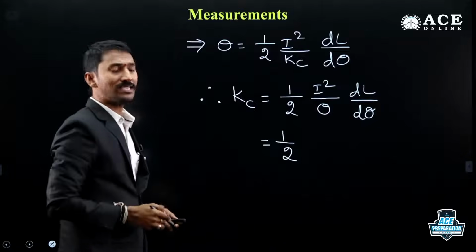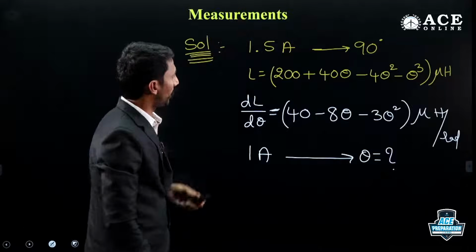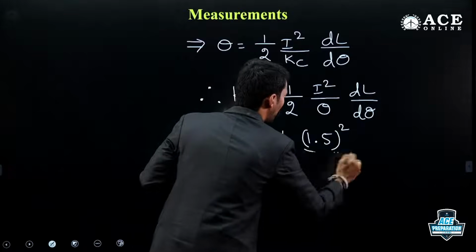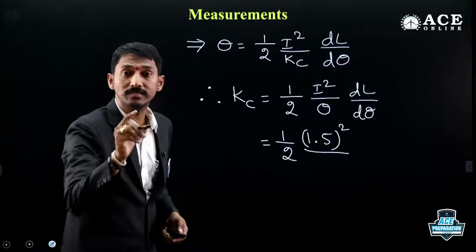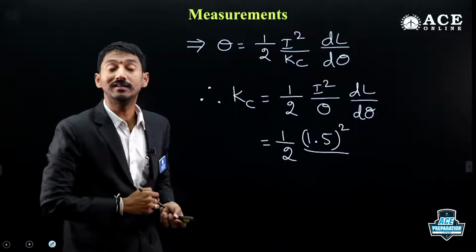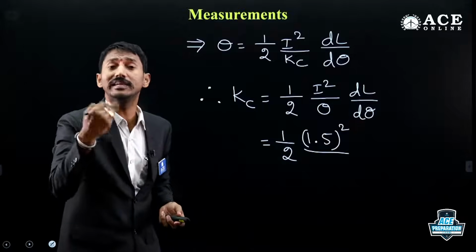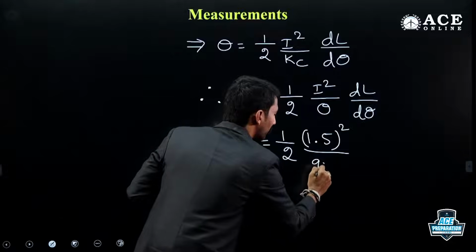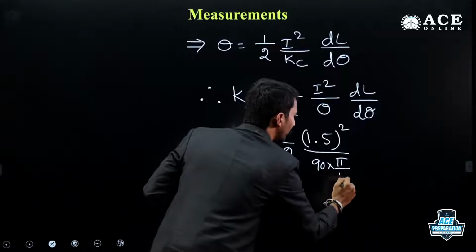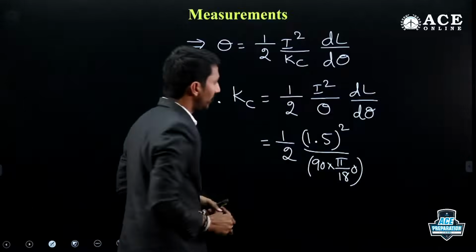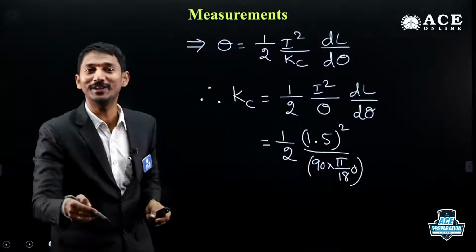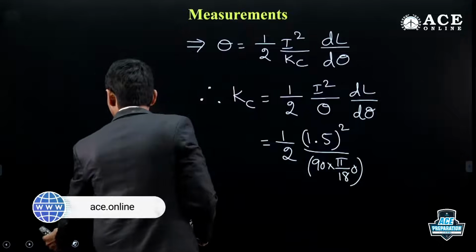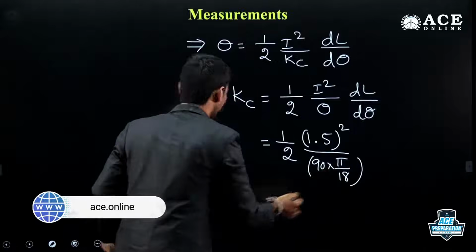Half, what is I squared? The I squared is 1.5 squared, by theta. Here you need to concentrate more. The theta should be in radians. But what has he given? Degrees. So simply 90 into pi by 180 is the radian form. Why, sir? Because dL by d theta is given in radian notation, so you need to convert this into radians.